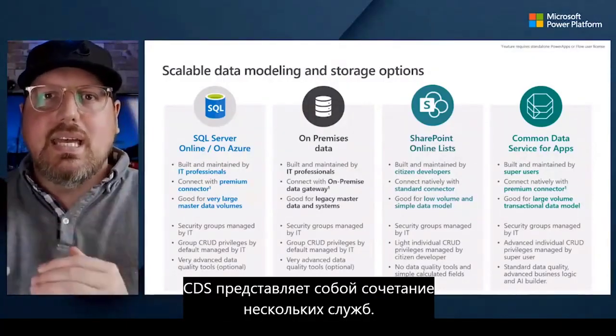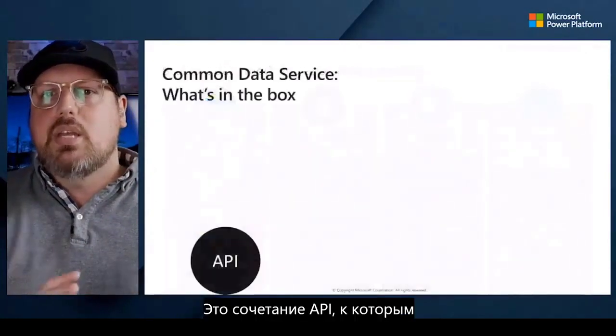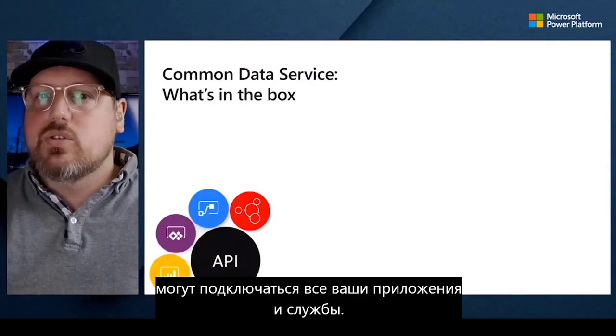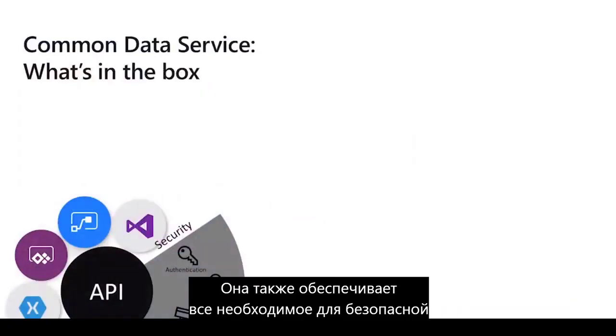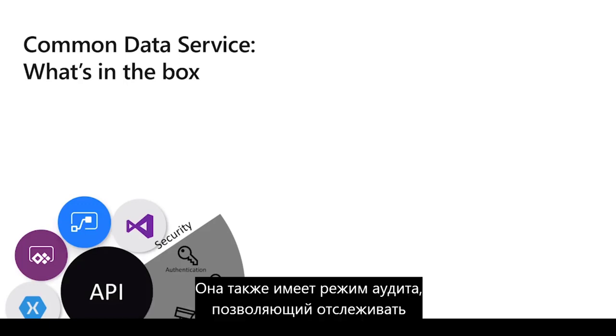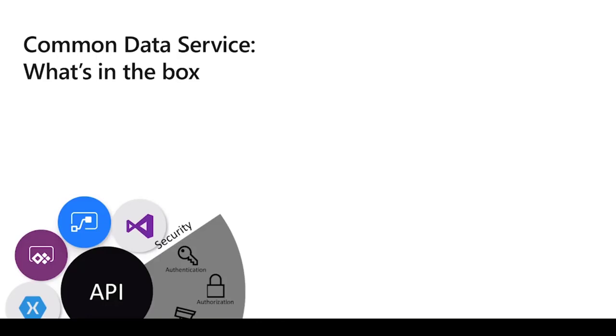The CDS is a combination of multiple services. It's a combination of APIs that all your apps and your services can connect to, but also it gives you everything to secure: authentication, REST encryption by default. And also it has an auditing mode where for every data change, you have a track to see, hey, what was the record before, who changed it, and what's the new value.